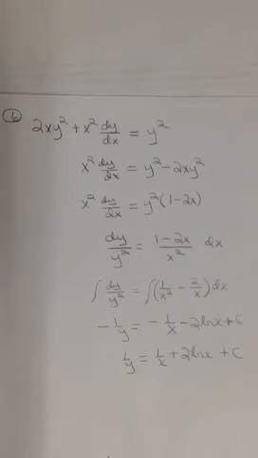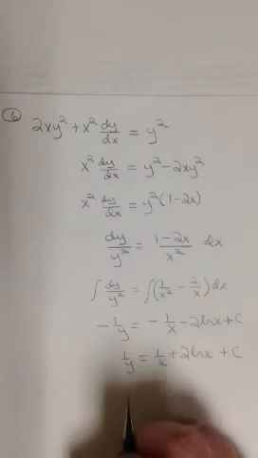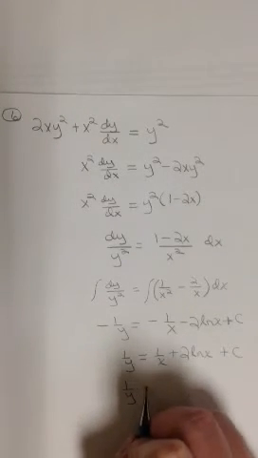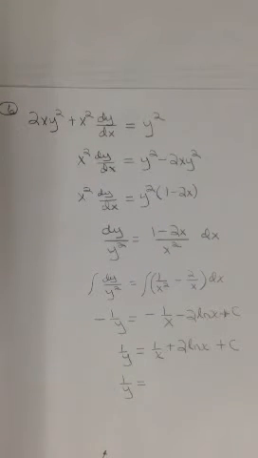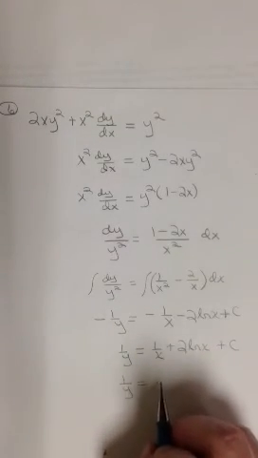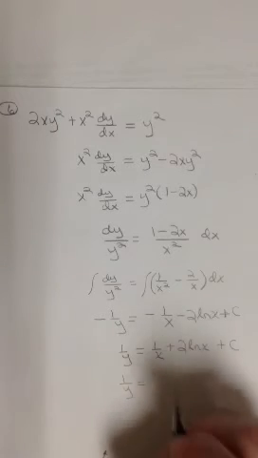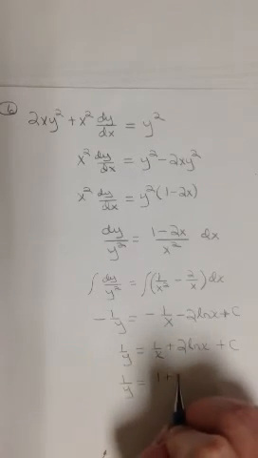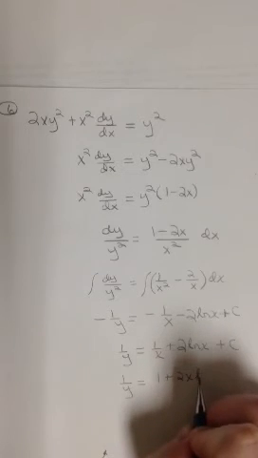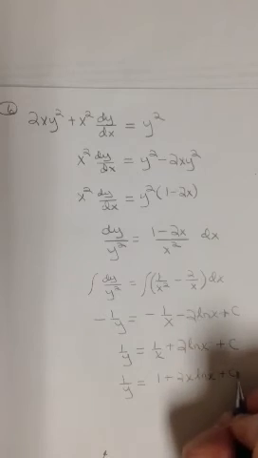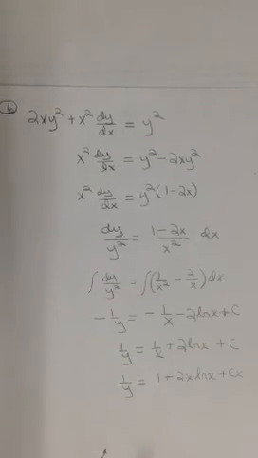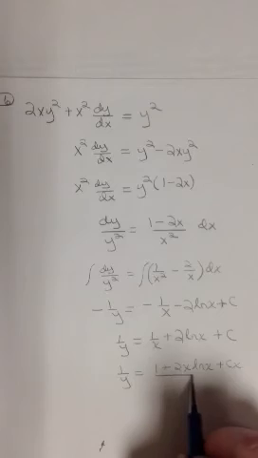Now we can combine these terms together into a single ratio. So if we multiply what we have by x over x, these ratios forming where we have a single expression all over x, we have 1 plus 2x times the natural logarithm of x plus c times x all over x.